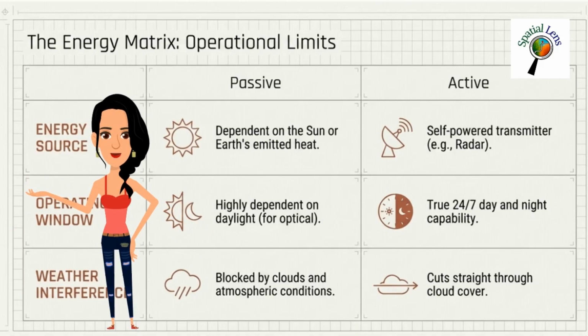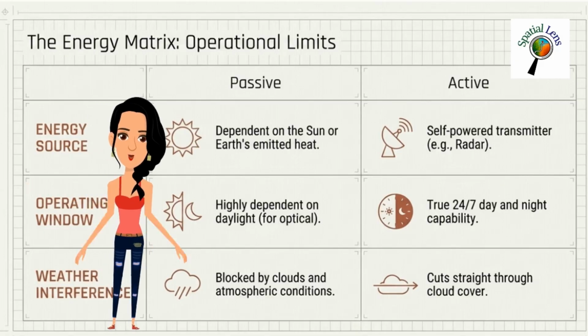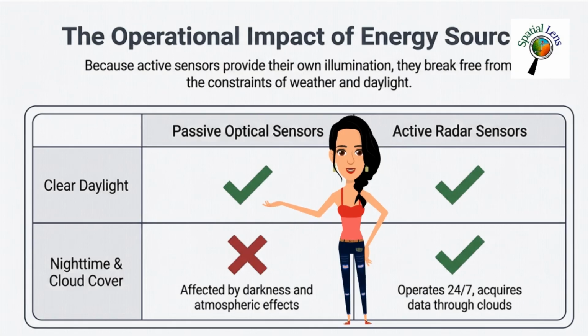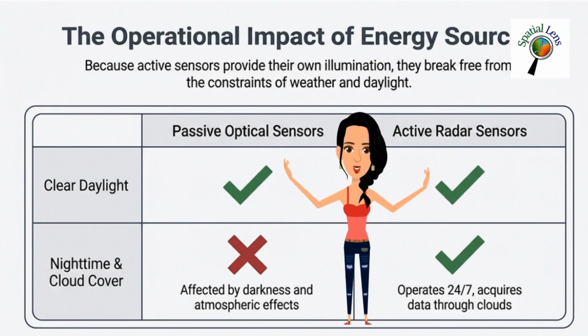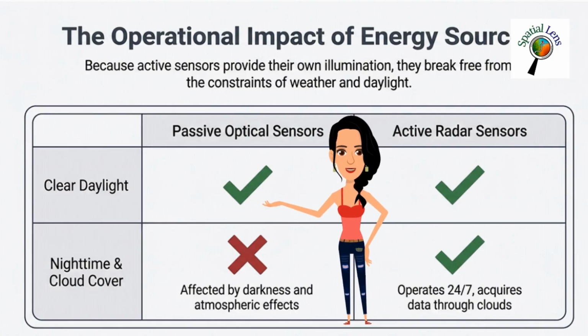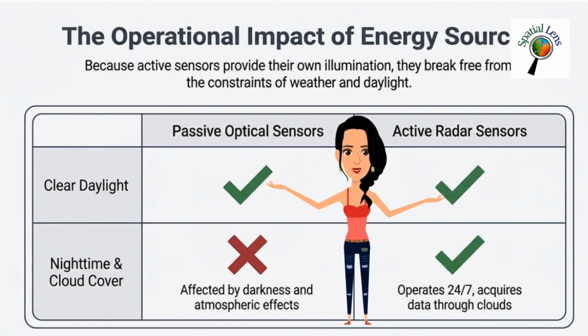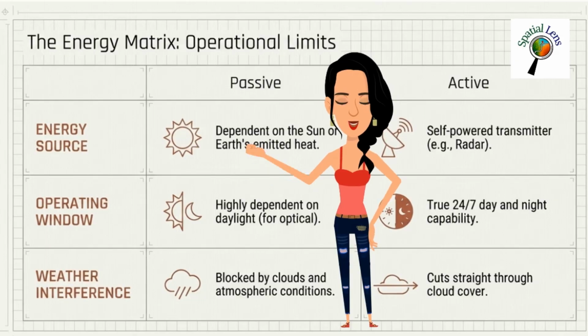In the visible and near-infrared regions, this is mainly reflected sunlight, while in the thermal infrared region, the sensor detects energy naturally emitted by the Earth's surface. Many familiar optical satellite systems such as Sentinel-2 and Landsat use passive sensing. Because passive optical sensors depend on reflected sunlight, observations can be affected by conditions such as darkness, clouds, and atmospheric effects. Active sensors work differently.